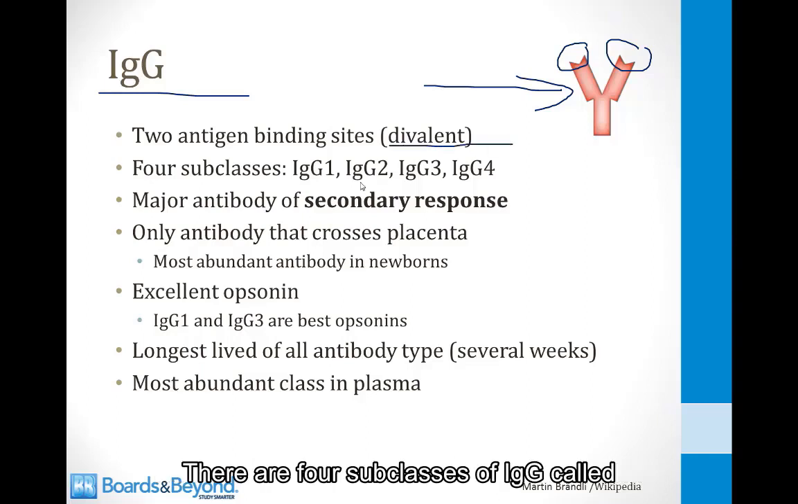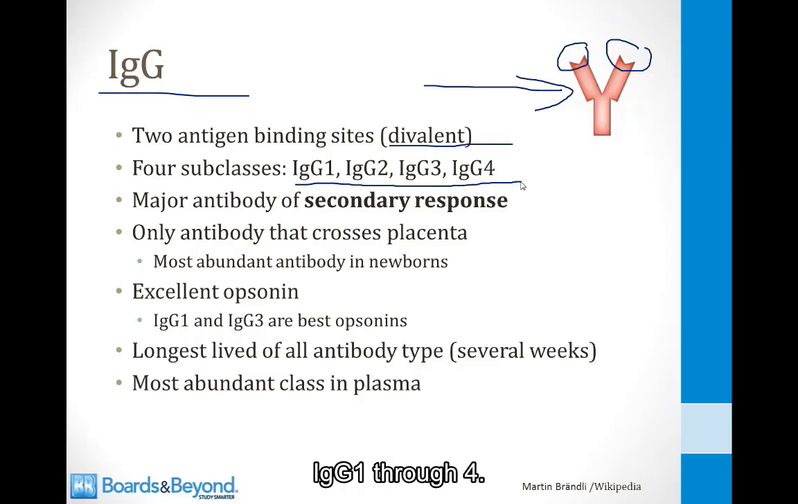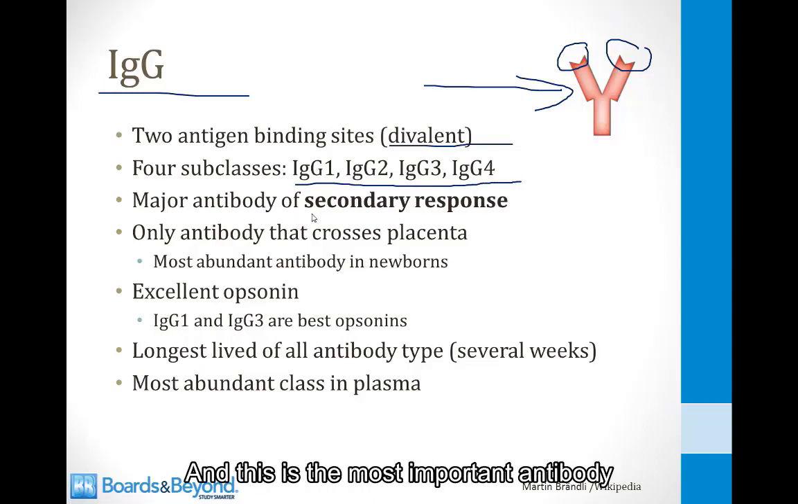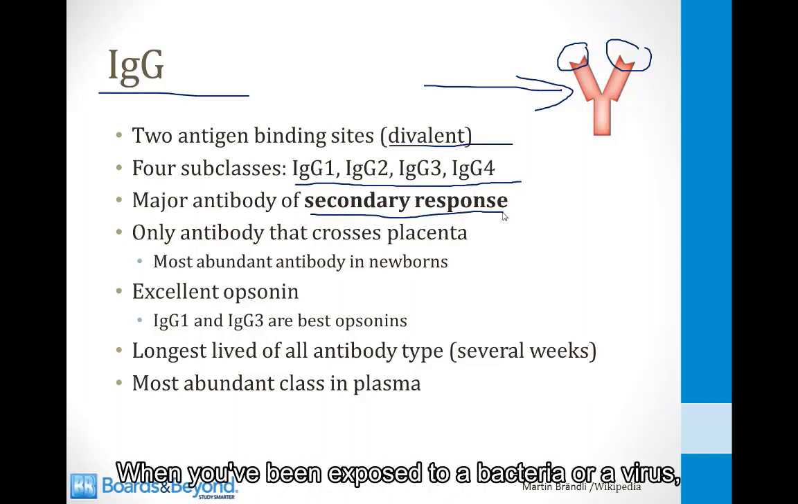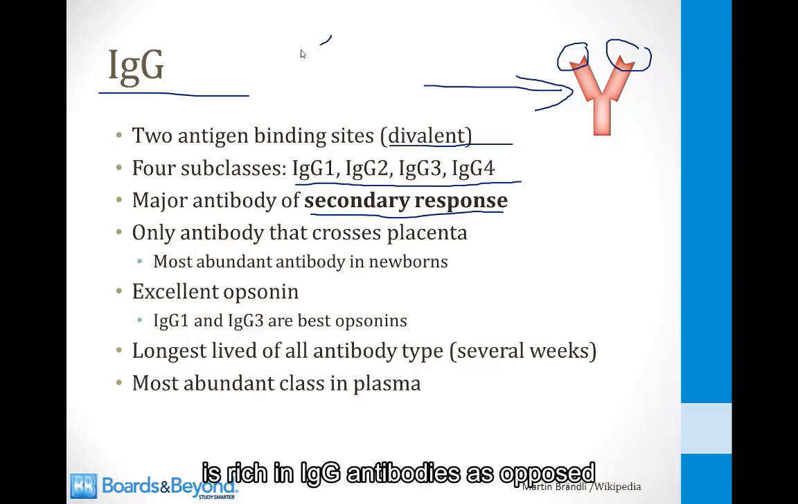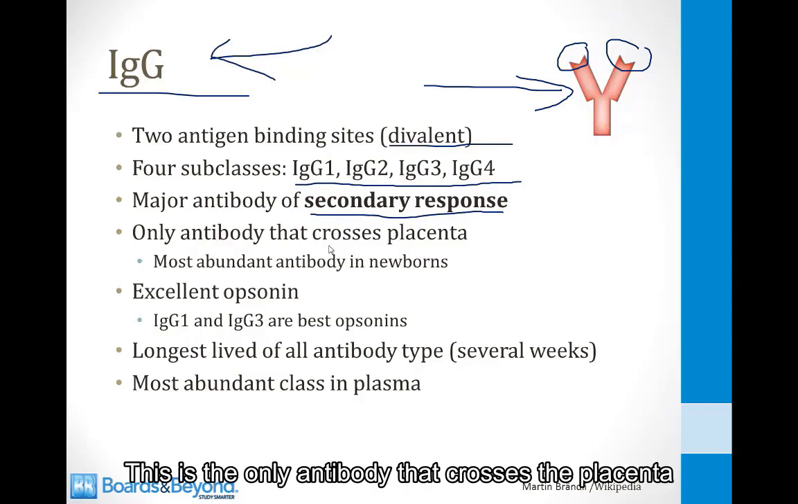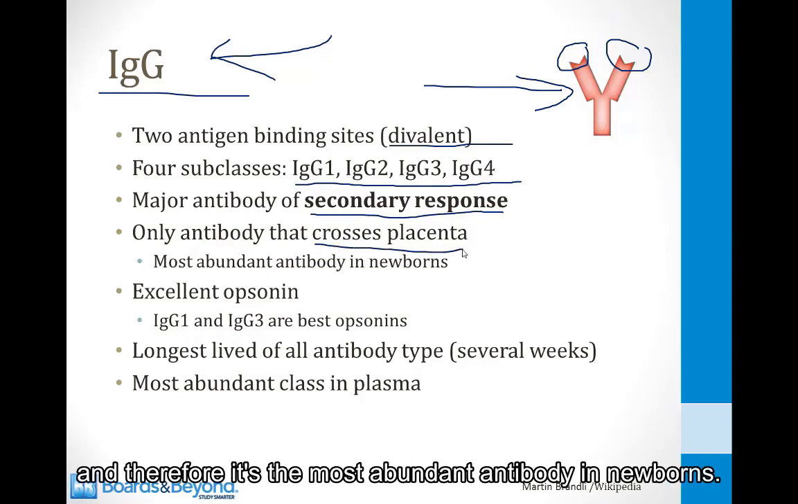There are 4 subclasses of IgG called IgG 1 through 4. And this is the most important antibody in a secondary response. When you've been exposed to a bacteria or a virus and you develop memory B cells and then you are re-exposed, the secondary response is rich in IgG antibodies as opposed to the primary response. This is the only antibody that crosses the placenta, and therefore it's the most abundant antibody in newborns.